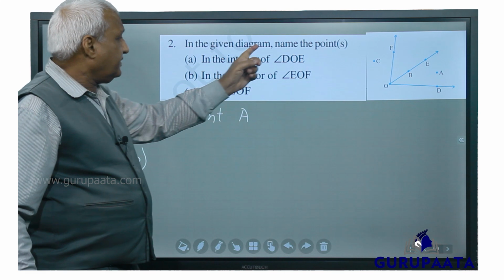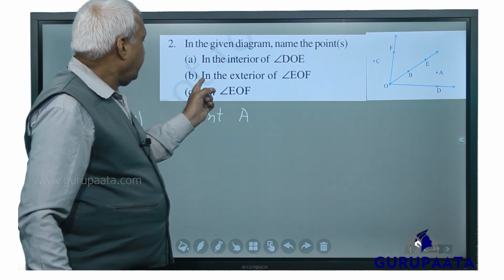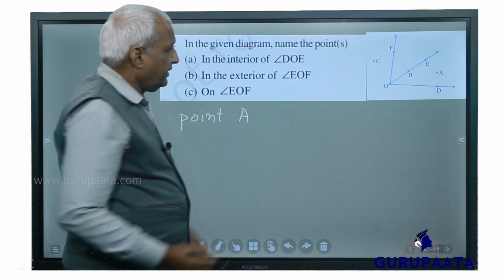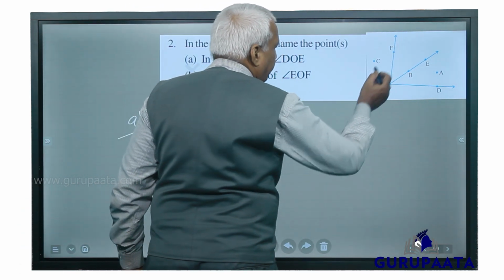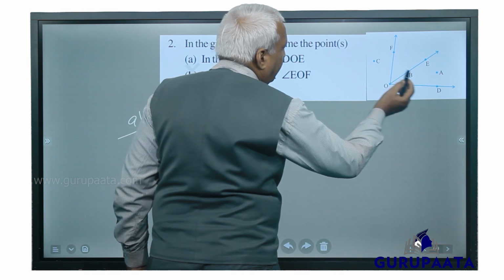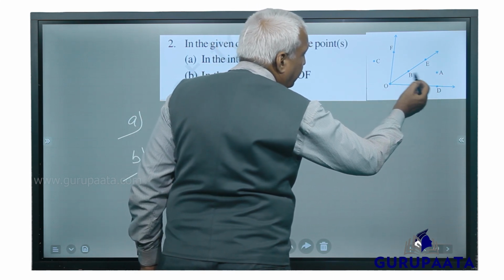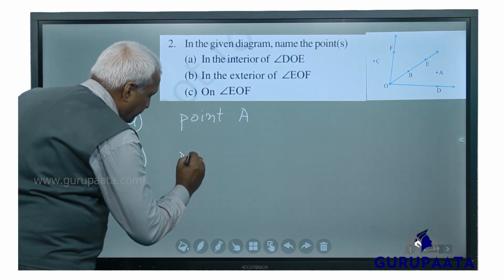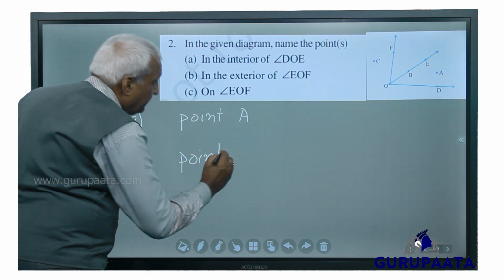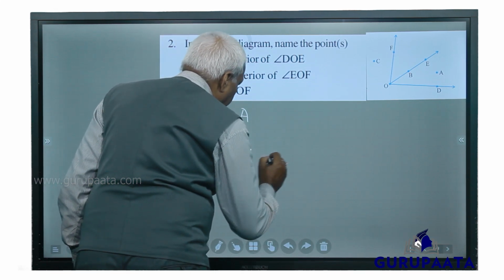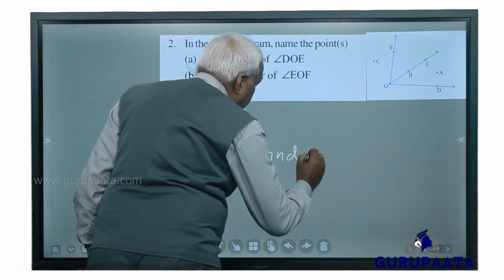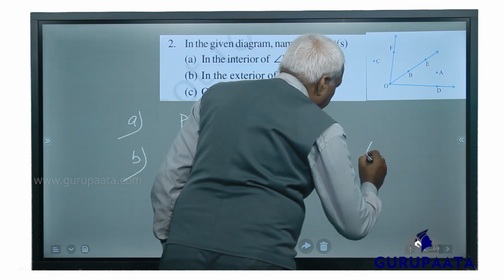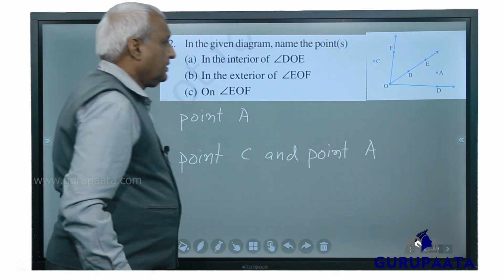In the given diagram, name the point or points in the exterior of angle EOF. EOF. So here is a point and this is also a point that is exterior. So we can give points C and A.